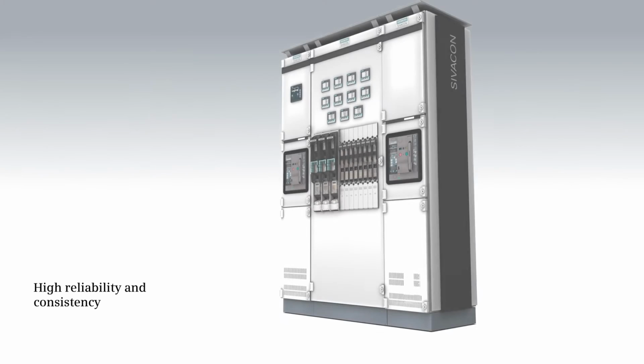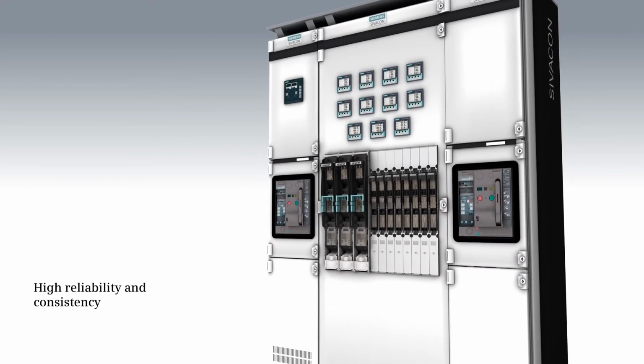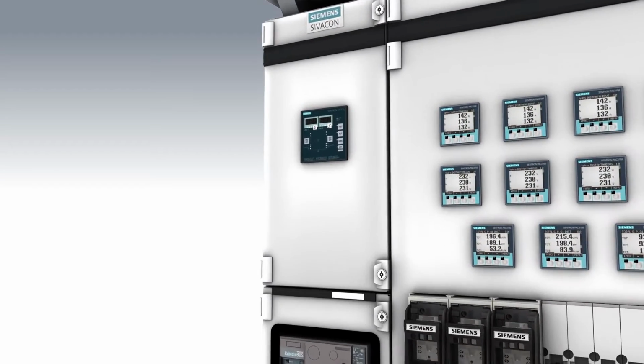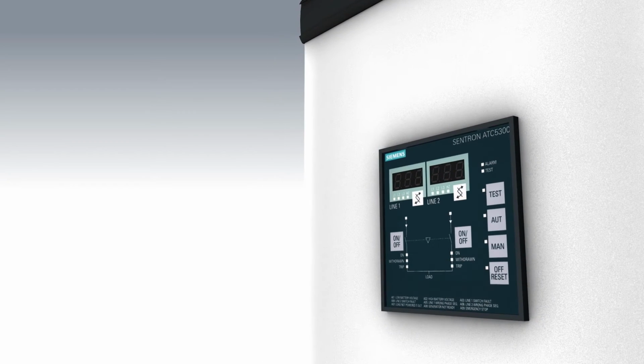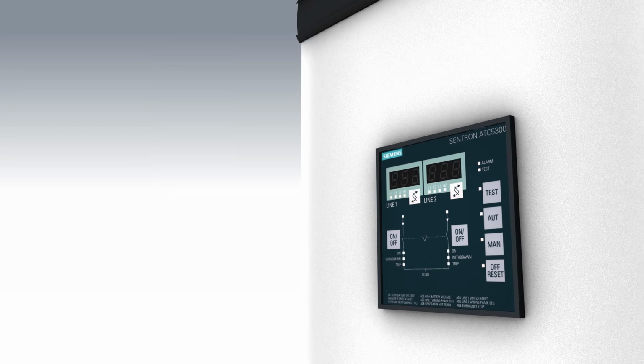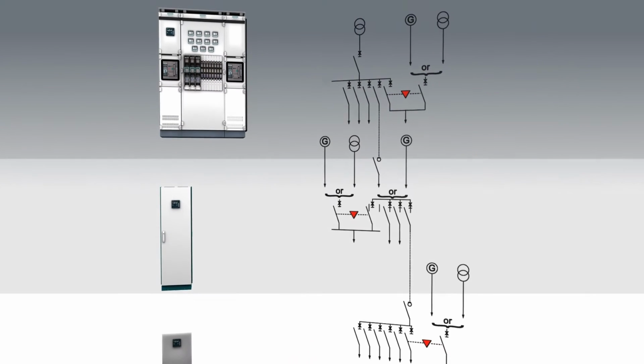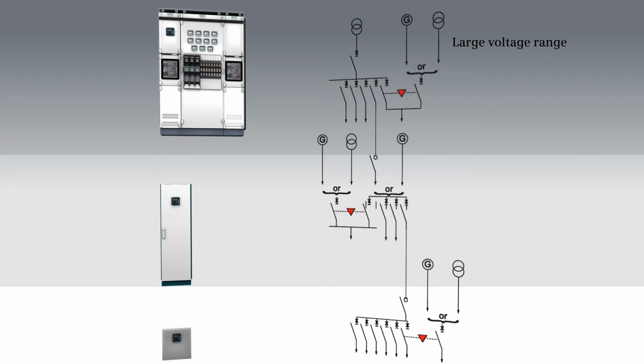Do you require high reliability and operational continuity of your power supply system? When combined with two molded case circuit breakers, air circuit breakers, or contactors, a safe transfer control system can be realized on the basis of the transfer control device 3KC ATC5300. Thanks to its large voltage range of up to 690 volts, the transfer control device 3KC ATC3500 is perfectly suited for low voltage distribution.